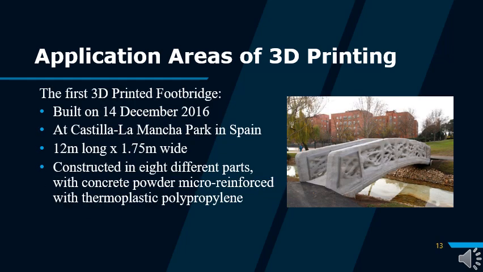The first 3D printed footbridge in the world was built in Spain, which has a total length of 12 meters and a width of 1.75 meters. It is made up of 9 separate 3D printed parts and constructed with concrete powder micro-reinforced with thermoplastic polypropylene. This bridge reflects the complexity of nature's form, which allows optimizing the distribution of materials and minimizing the amount of waste by recycling the raw material during manufacture.